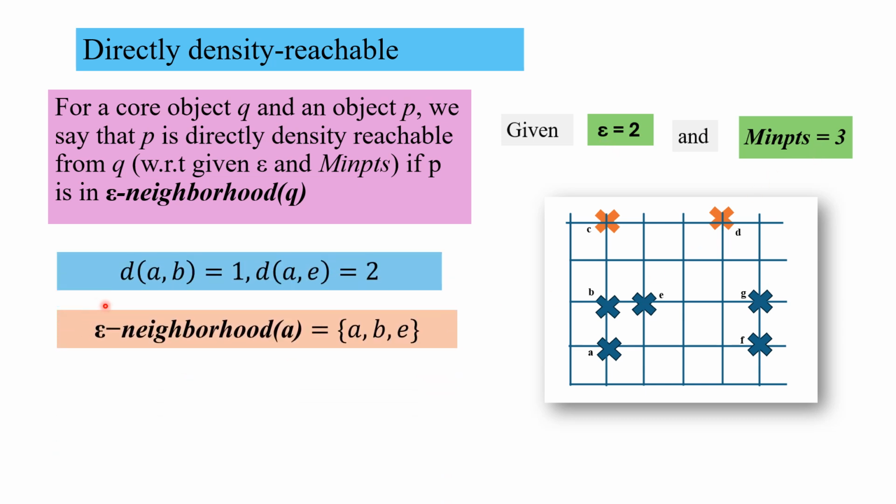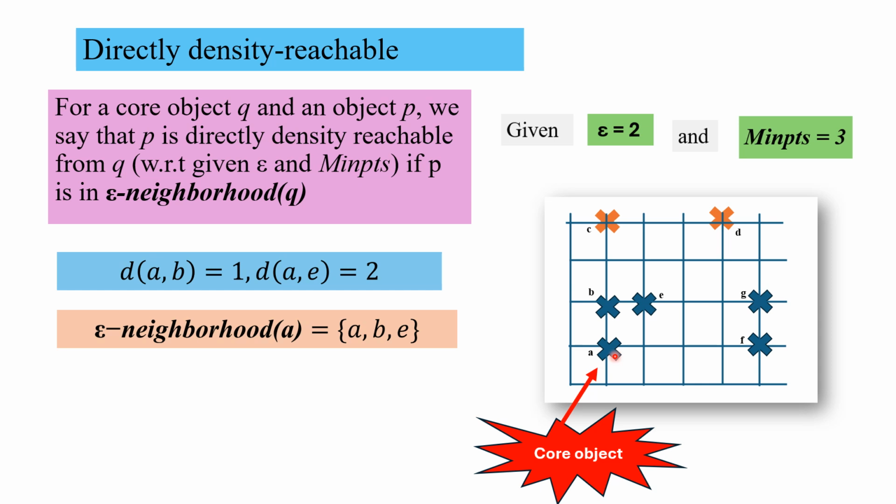So we have seen the distance measures using the Manhattan distance. Distance of AB is 1 and of AE is 2. So since B and E are both within distance 2 from A, the epsilon neighborhood of A includes B and E along with the point itself. So A is a core object. Okay, we say the core object Q is important for the directly density reachable property to hold. So A is a core object.